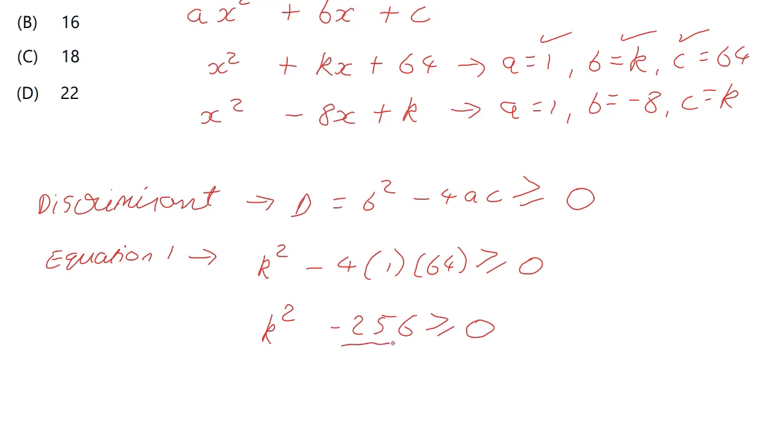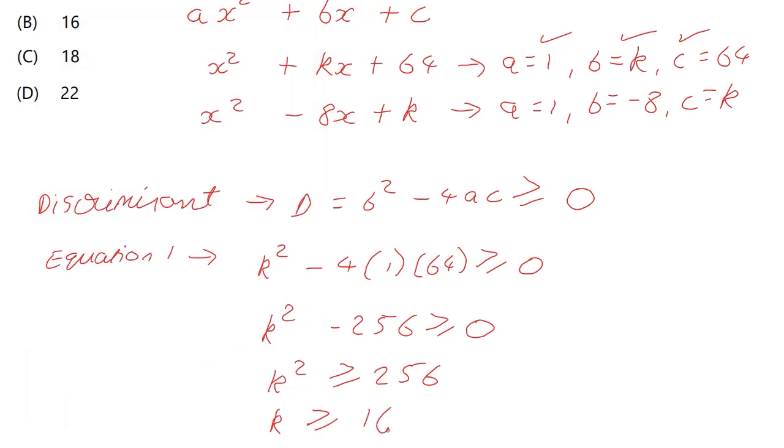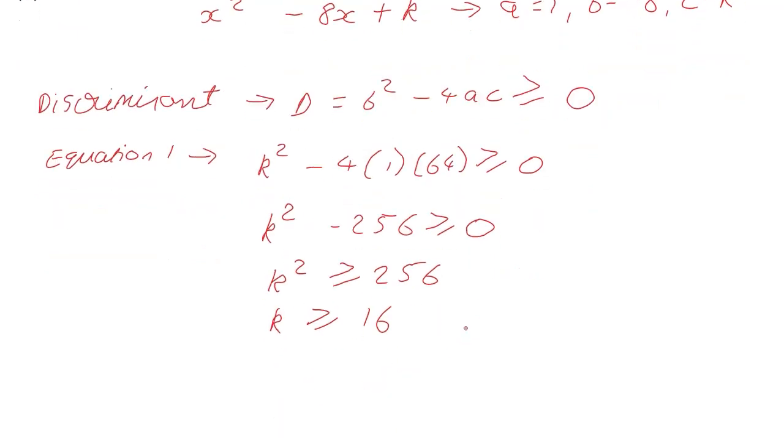Now, this 256 over here is subtraction, it goes on the other side, it becomes addition. So I'm going to end up with k square is more than or equal to 256. And now I take the square root on both the sides. So k is more than or equal to, and you're allowed square root, by the way, the square root of 256, and I get myself 16. So I've been able to get more than or equal to 16 in equation 1.